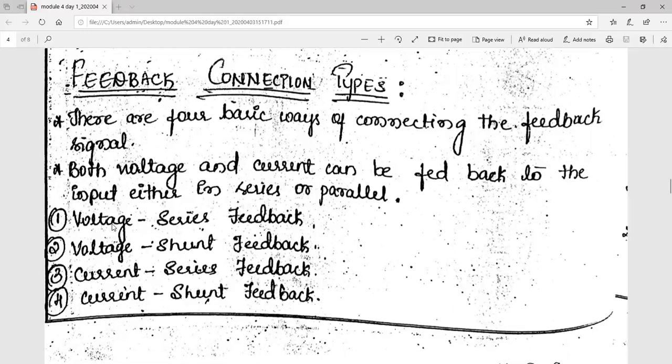But for your syllabus, we only have the voltage series feedback, which we'll see in the next class.